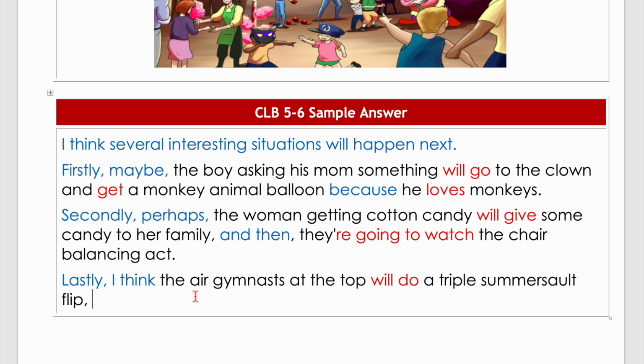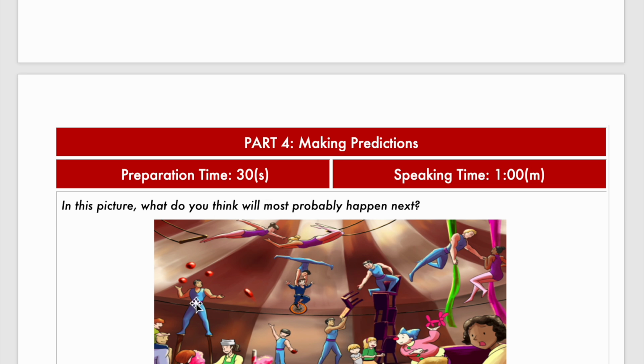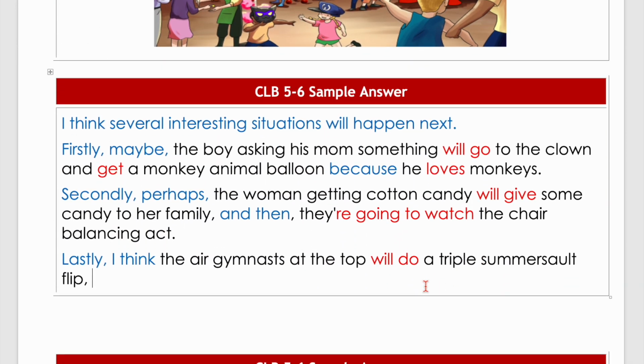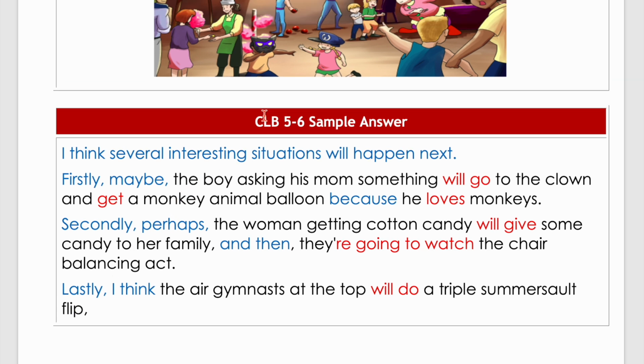Lastly, I think the air gymnasts at the top will do a triple somersault flip. Okay. So over here, triple somersault flip. It's a flip that air gymnasts do. Okay. Now, of course, that's a higher level vocabulary. Okay. But maybe you can say we'll do a jump, just a jump, or a flip. Either one is good. Okay. So I think the air gymnast at the top will do a flip.